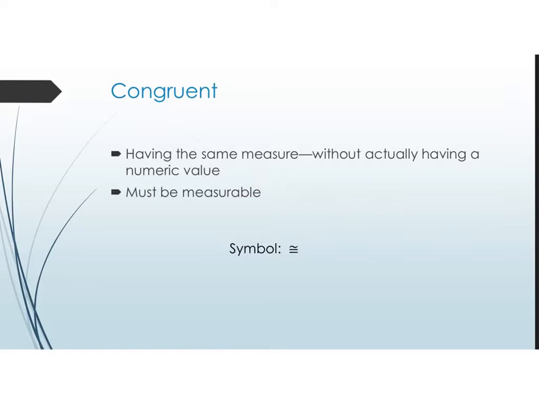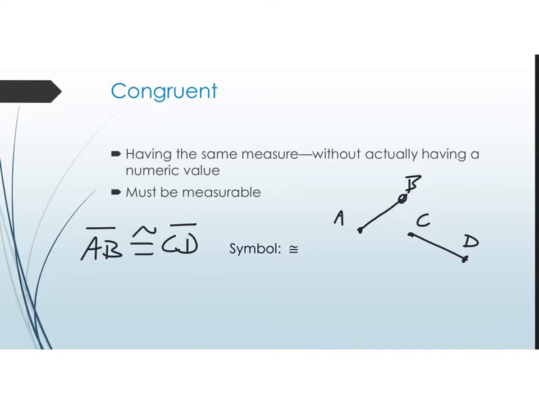But again, if I say that two things are congruent, let me give you an example here real quick. If I say to you that line segment AB is congruent with line segment CD, that means AB has the same length as CD without having to measure it, because I used this symbol.